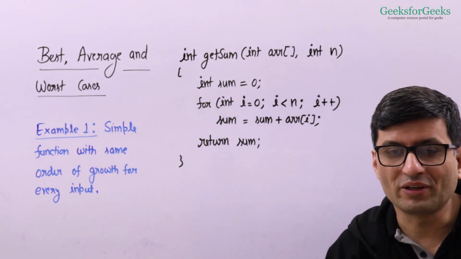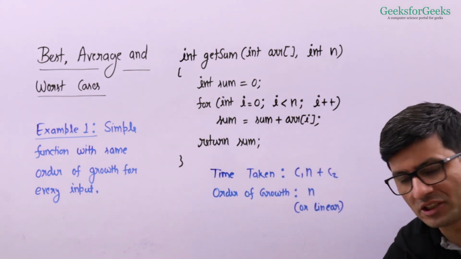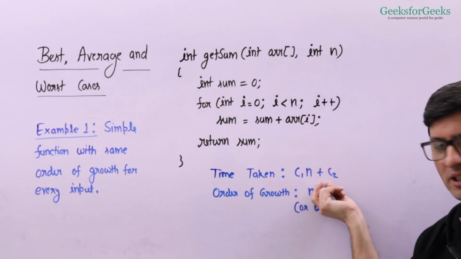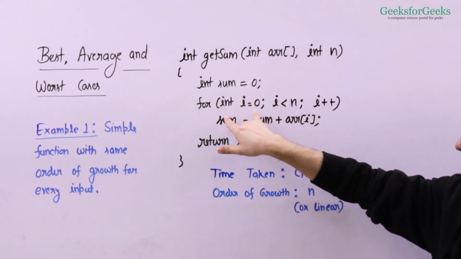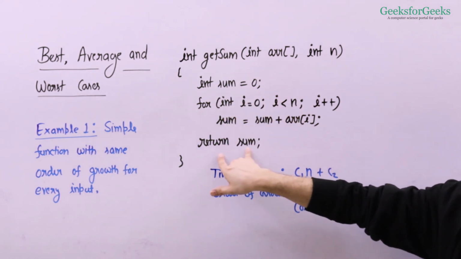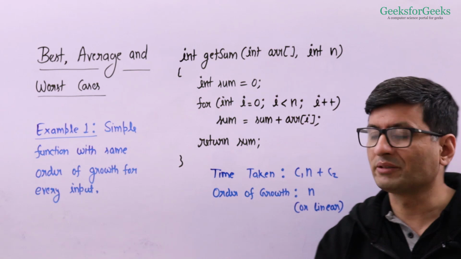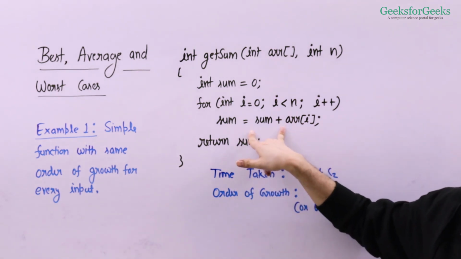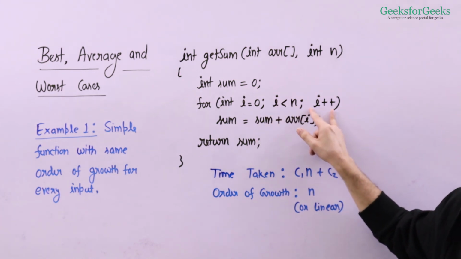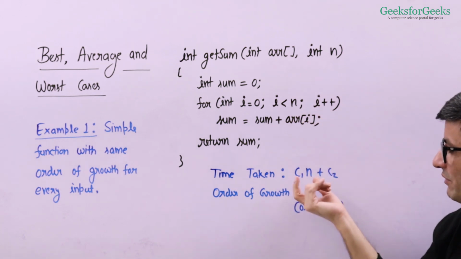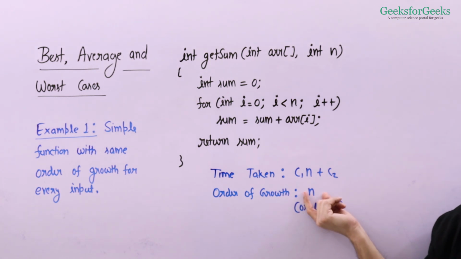Please pause this video and try to guess the order of growth of this function. The time taken by this function is clearly C1n plus C2. There are certain things that we are doing constant number of times, like this initialization, and returning sum at the end. And then there are certain things that we are doing linear number of times, like this statement is being executed linear number of times. This condition is being checked linear number of times. This increment is happening linear number of times. So we have C1n plus C2, right? And order of growth can be easily seen as n.